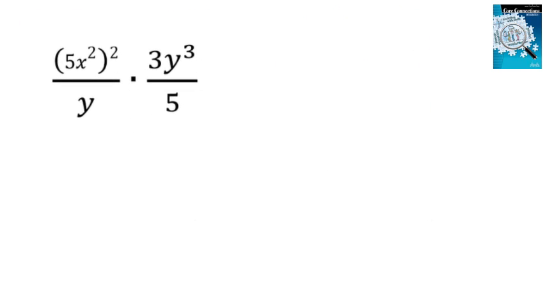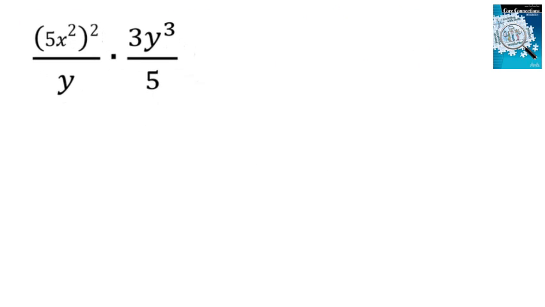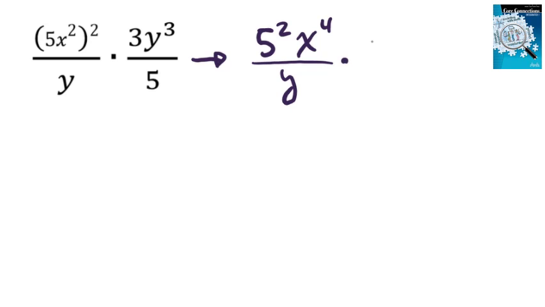B has some fractions already. Then there's actually no negative exponents here, so this, in some respects, might be simpler. So let's go ahead and take the 5x squared and square that. So there's going to be 2 of those, right? Or I can think of it as 5 gets squared and then x squared gets squared. When I take x squared and square it, that's x to the 4th power. And this is over a y. And then I'm just rewriting the other parts, right? 3y cubed over a 5.